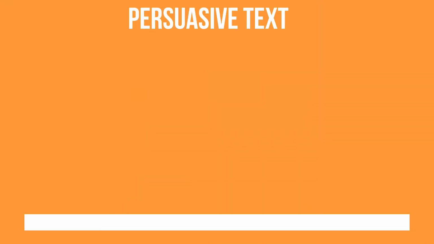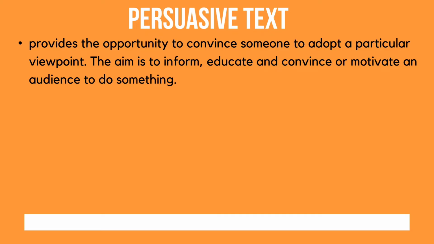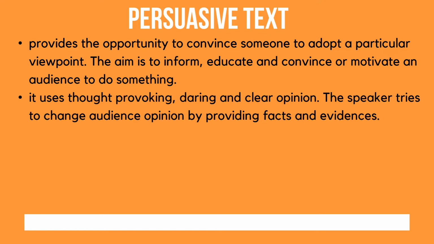Next, we have persuasive text. It provides the opportunity to convince someone to adopt a particular viewpoint. The aim is to inform, educate, and convince or motivate an audience to do something. It uses thought-provoking, daring, and clear opinion. The speaker tries to change audience opinion by providing facts and evidences.